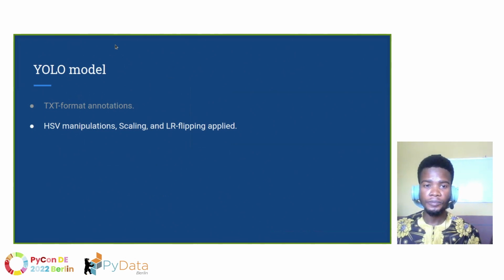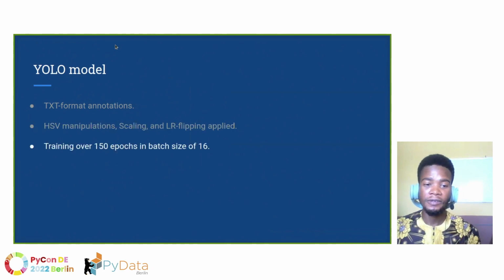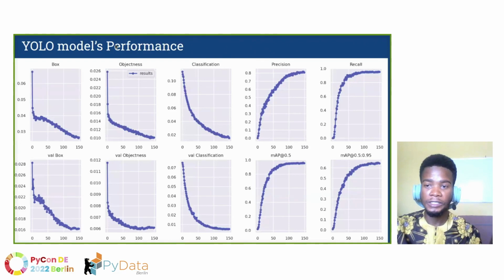For the YOLO model, I made use of text format annotations and data augmentation methods like HSV manipulations. HSV simply means hue, saturation, and value manipulations, and what it's doing is simply manipulating the lighting conditions of the images. Then there's scaling, simply zooming in and zooming out, and there's left and right flipping. We trained over 150 epochs with a batch size of 16, and this is what we were able to have. The epoch score is almost reaching 100%, I think we have 99, and the precision score is around 87.